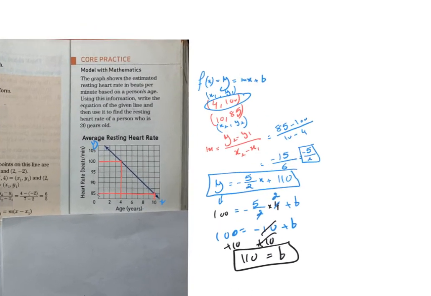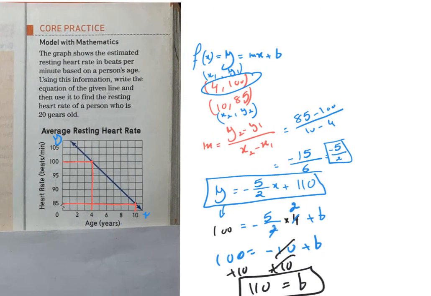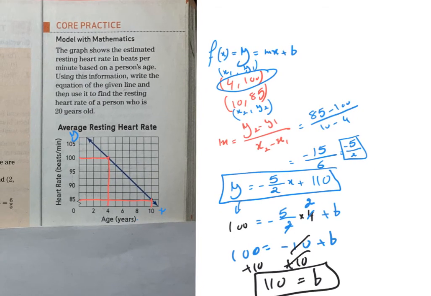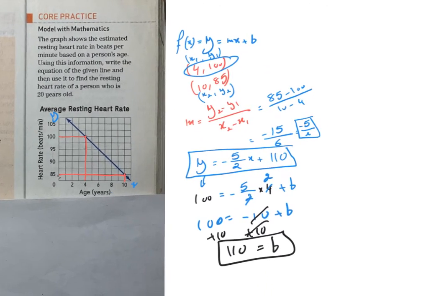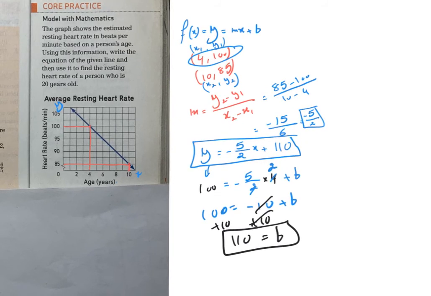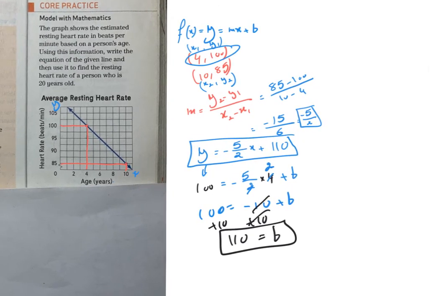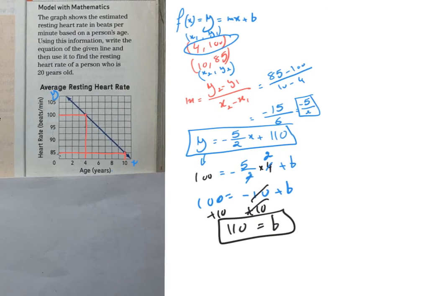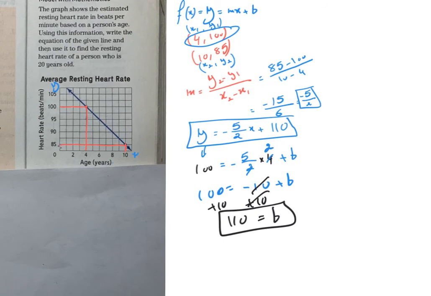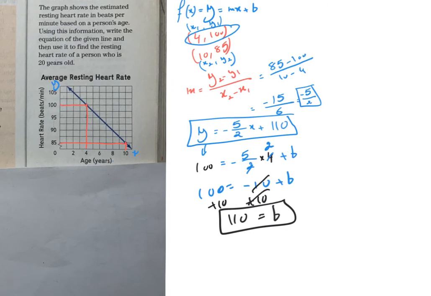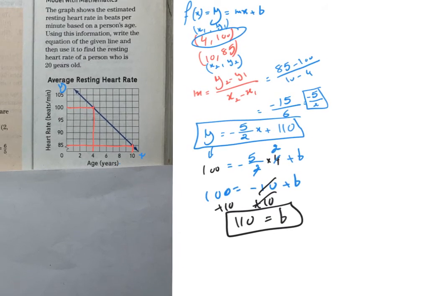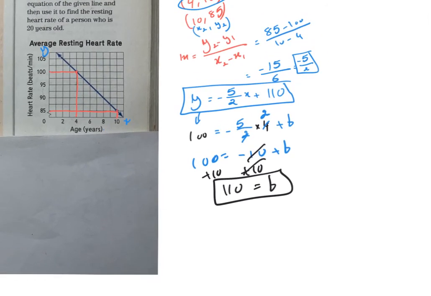Now the next question is, we're going to use this equation to find the resting heart rate of a person who's 20 years old. I don't have 20 years old; the maximum here in the graph is only 10 years old. So I have to use this equation to model the heart rate of a person who's 20 years old. Since x represents the age, I will substitute x by 20 in order to find y, which is the heart rate.